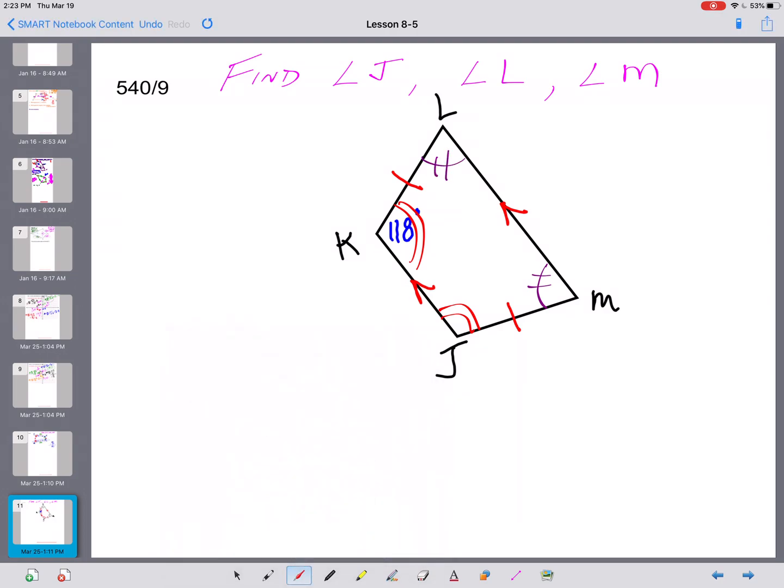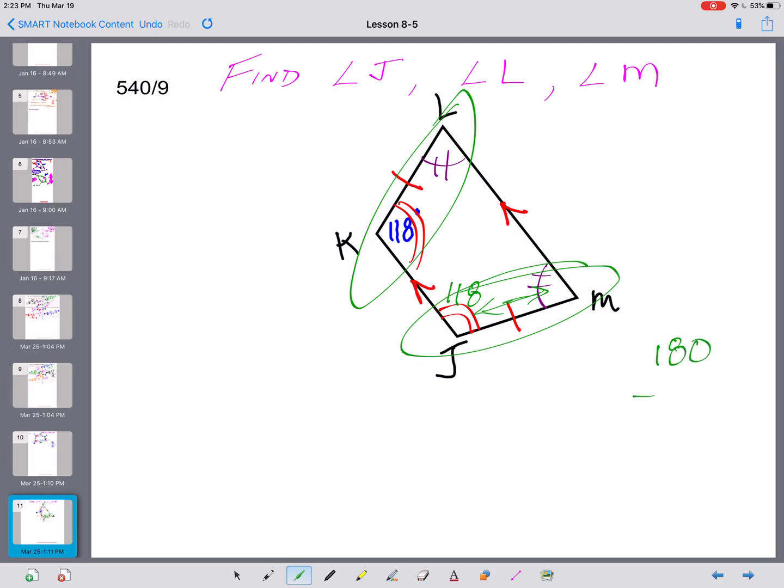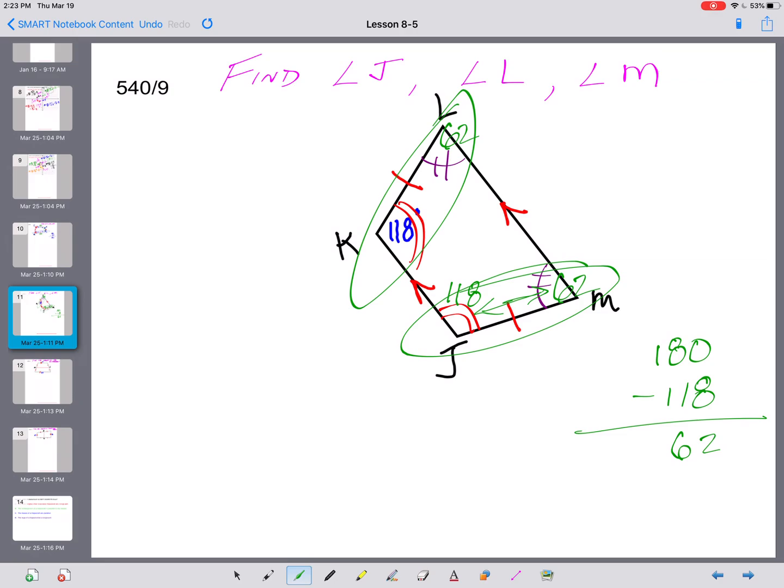We've got, let's do it in green, 118 for this one. Oh, these two got to add up to 180. These two got to add up to 180. So here we go. 180 minus 118. Wow, what's that, 62? 62 there. Yeah, that looks good. Yep. 62 for M, 62 for L. We've got all the angles. Okay, let's see what we've got here.